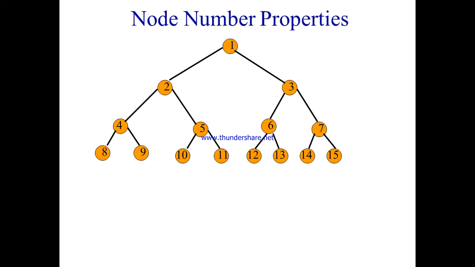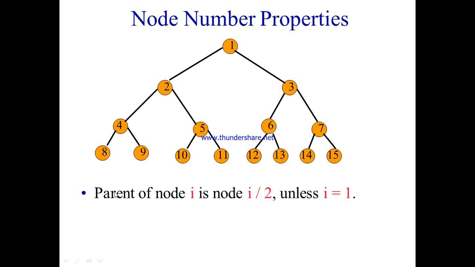And now coming to node number properties. So some properties are there. Parent node of i is i by 2.